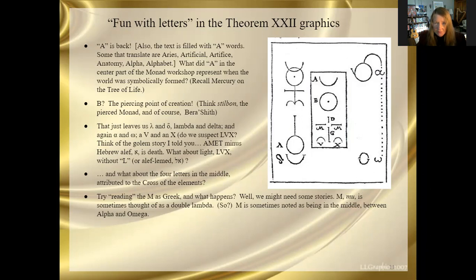Look up a capital lambda and you'll see why it's this shape. It's also sometimes associated with the tetractys, not as much as delta is. There's a lot more association in Greek, from what I can see, than in Hebrew with geometric shapes and letters. But M is sometimes noted being in the middle. That is just a phonetic coincidence, or is it?